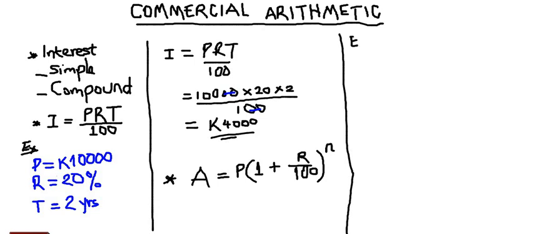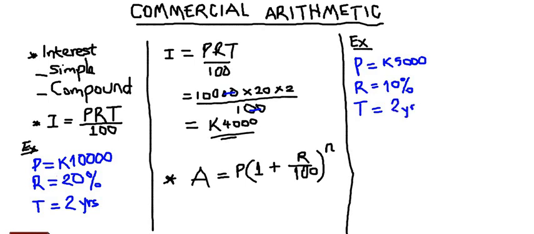we say the principal that is borrowed is, let's say, 5,000 kwacha, and the interest rate is 10%, and the period of borrowing is 2 years. So what will be the amount to be paid back?